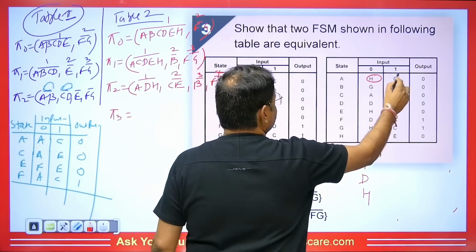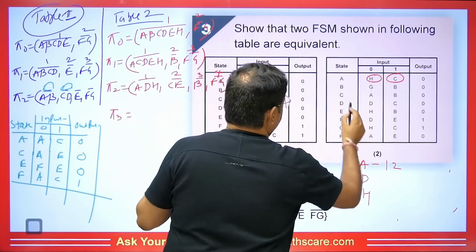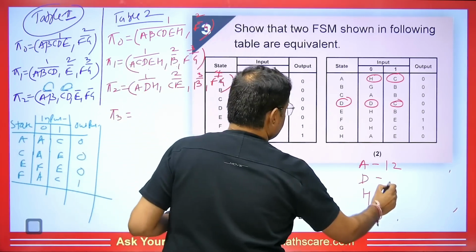First let's take A. H is here and C is coming here. Therefore this will be 1, 2. Now let's talk about D. So in D, DC is coming. D and C will be here. Therefore it is 1, 2.